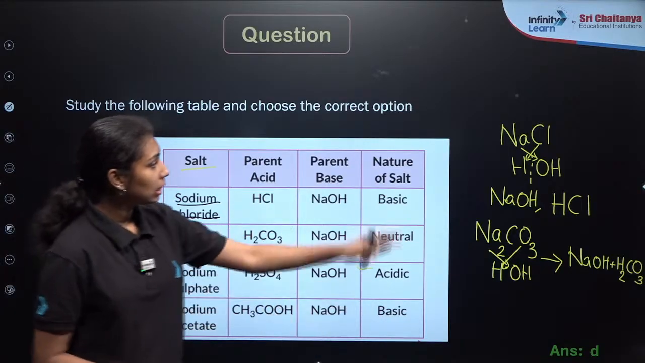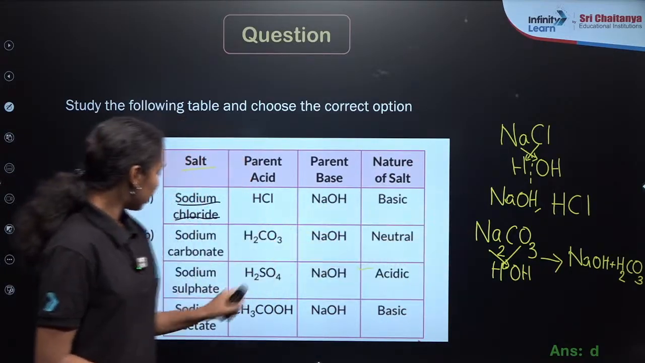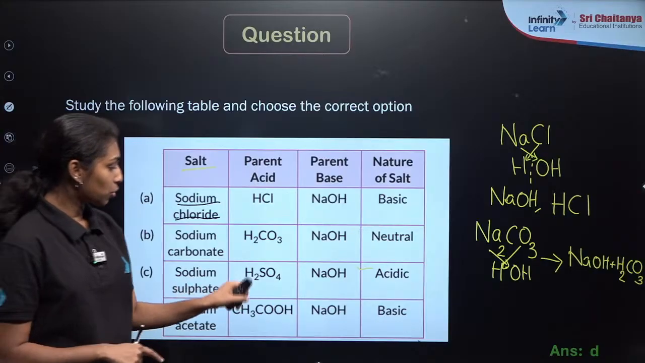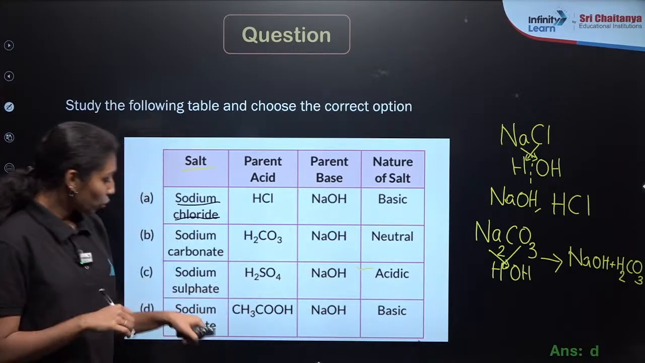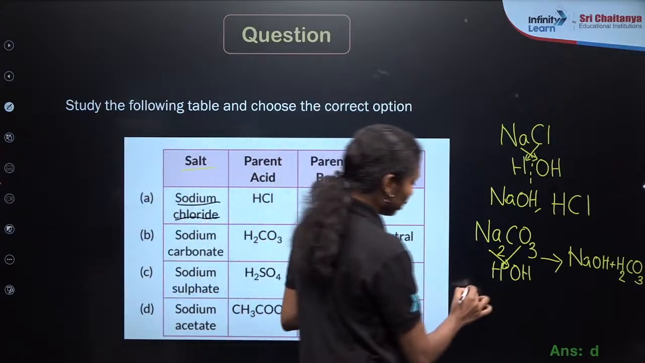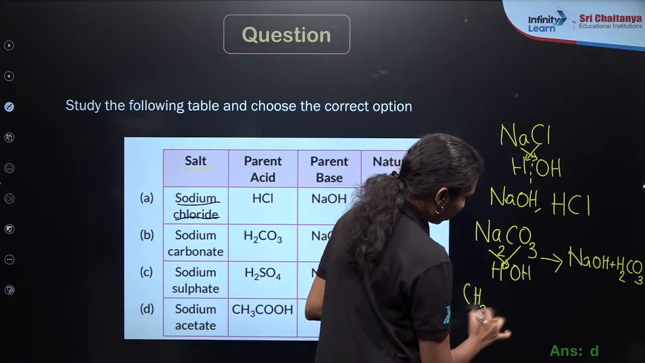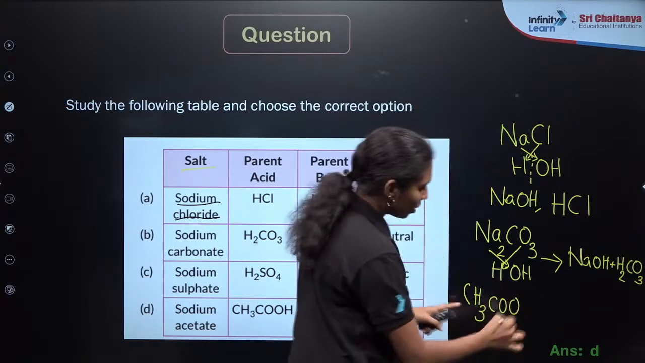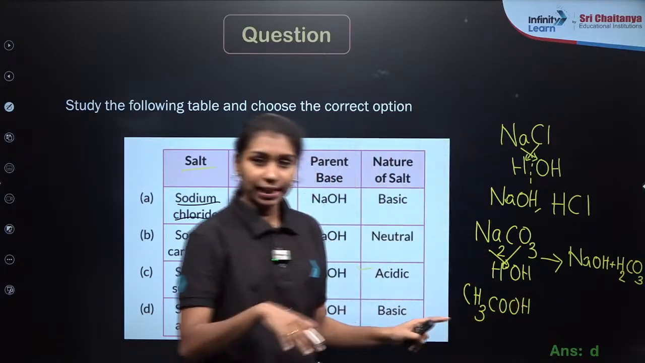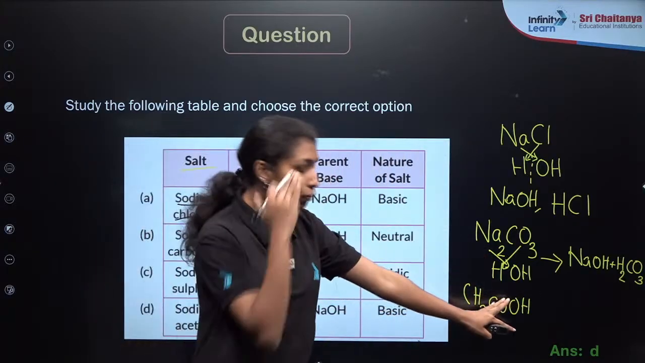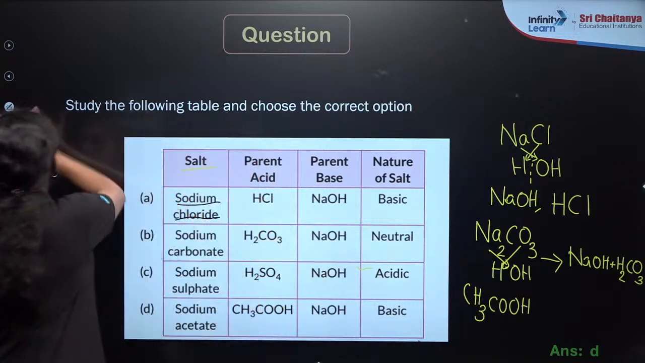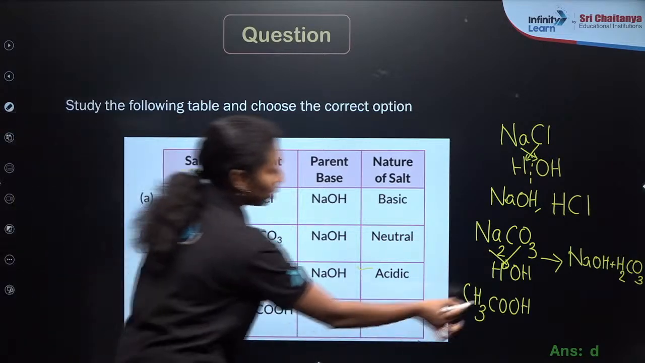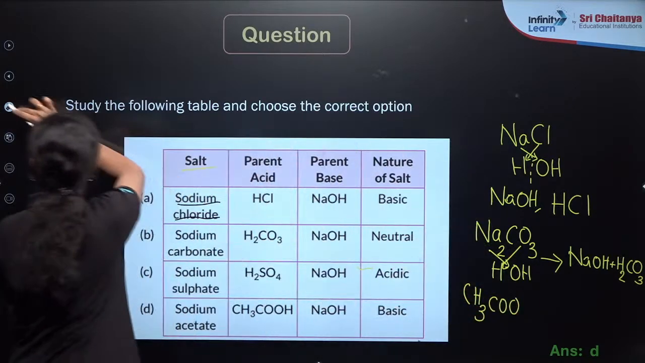Similarly, if you are using this method, we will get this. For sodium sulfate, H₂SO₄ will be the parent acid and NaOH will be the parent base. For sodium acetate, CH3COOH, as we already know, is the acetic acid, in which, if the H plus is replaced by the sodium atom, it will form sodium acetate.